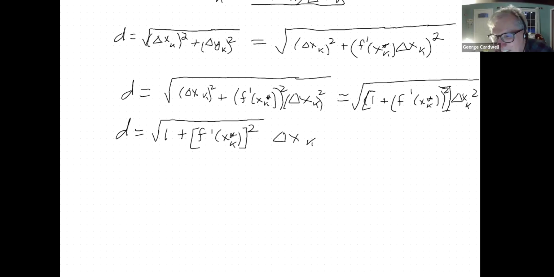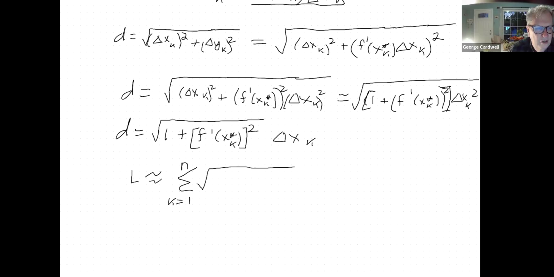Yes, the Riemann sum. So the length is approximately the summation as k goes from 1 to n of this distance formula, the square root of 1 plus f prime of xk star, then all that's squared, times delta xk.